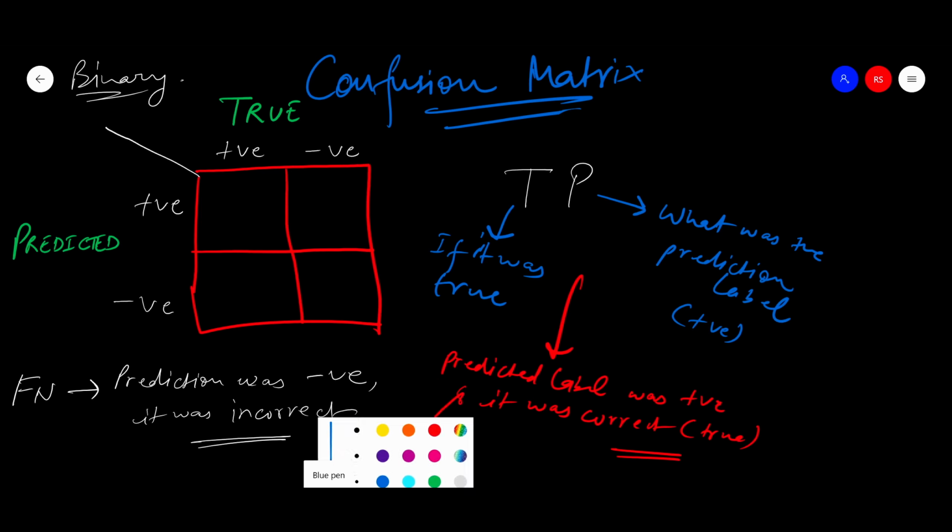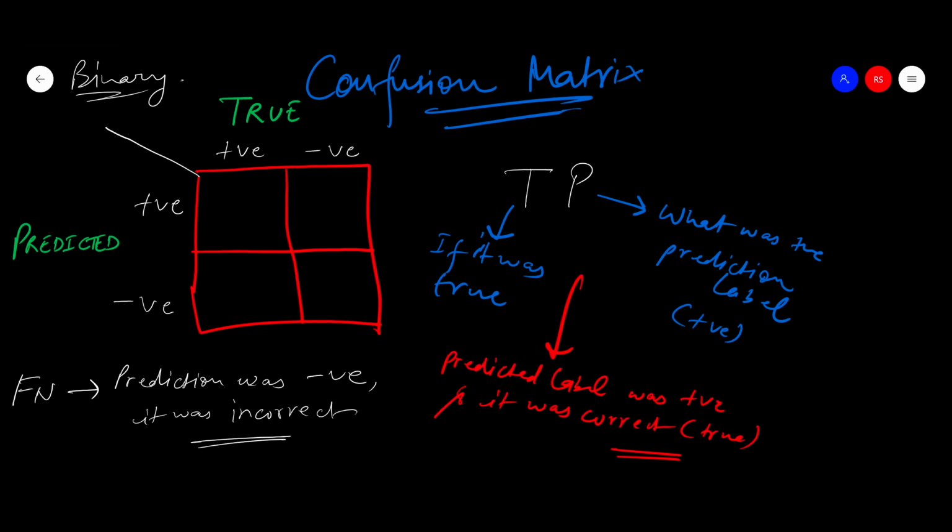So the prediction was positive and it was actually positive. So we have positive positive, so it's going to be true positive. The prediction was positive, but actually it was negative. So it is going to go in false positive, since the prediction was positive, but it was indeed wrong. Similarly, we can fill the other fields as well.